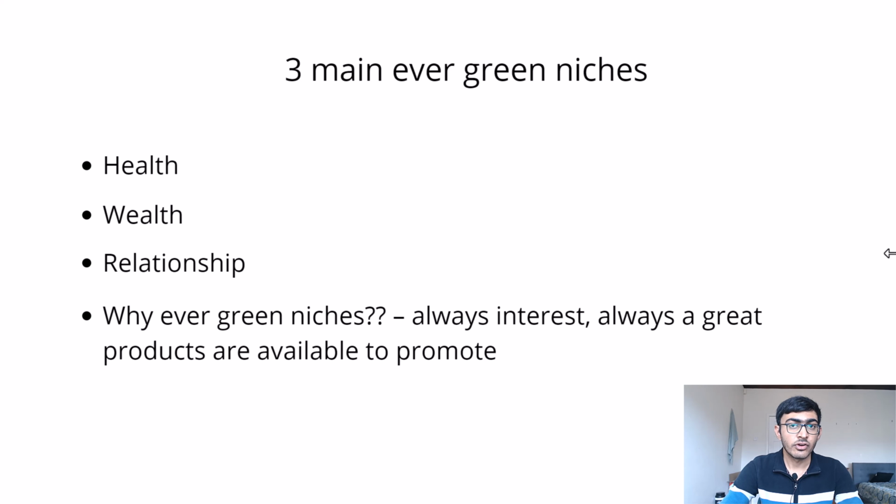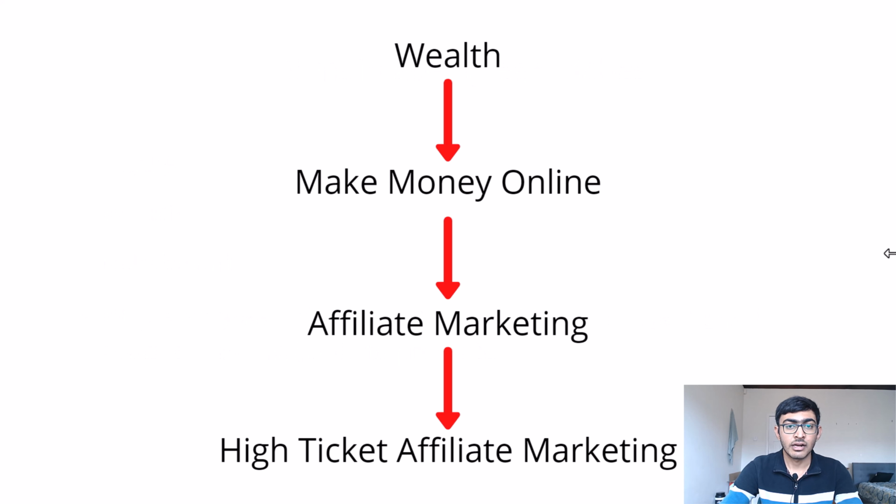And there are lots of different marketplaces that you can use to find a product to promote, like ClickBank, JVZoo, Commission Junction, like that. But if I talk about myself, right now I'm in the wealth niche, and inside the wealth niche, I'm in the make money online niche. As a sub niche, I'm doing affiliate marketing and especially high ticket affiliate marketing. And right now I'm promoting a product that teaches people how they can make money online as an affiliate marketer or freelance digital marketer.